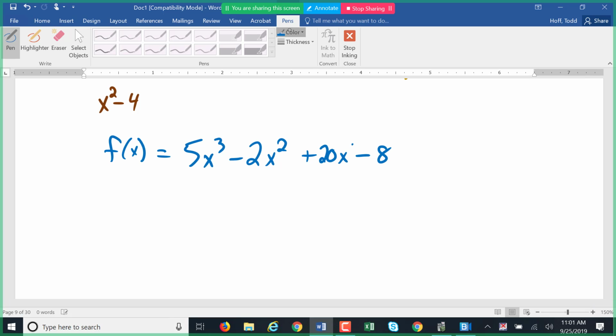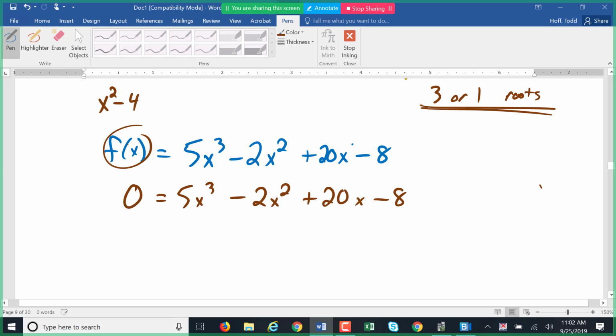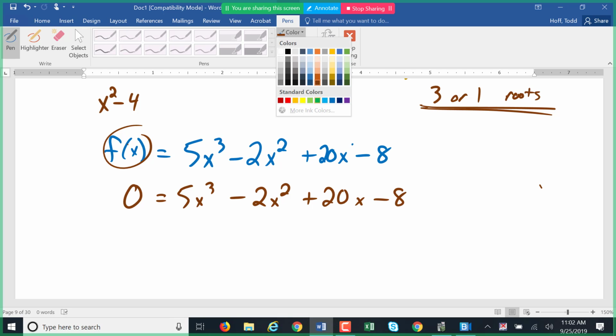So if I have the function f of x equals 5x to the third minus 2x squared plus 20x minus 8. I know that's going to have 3 or 1 root. And those roots are going to be found when the y value equals 0, or f of x equals 0.